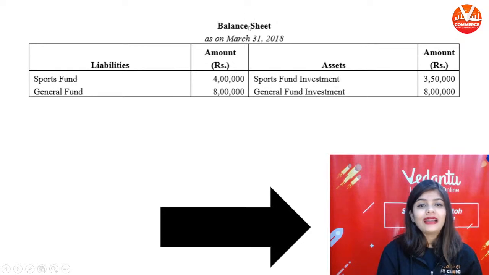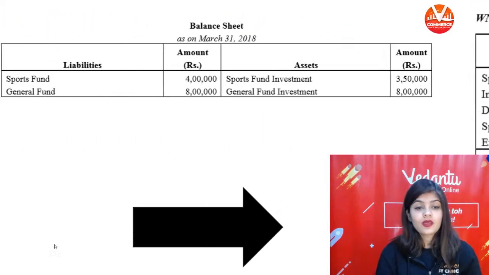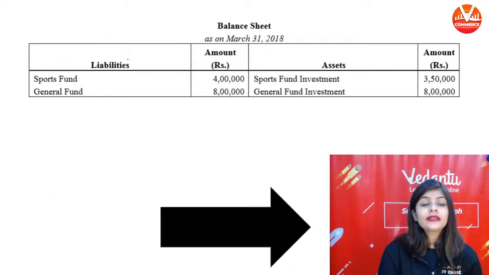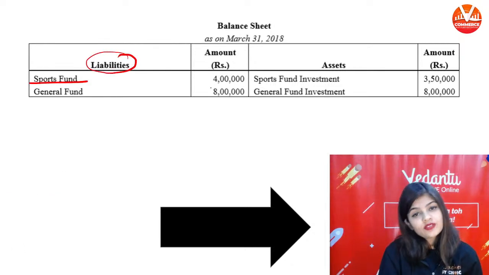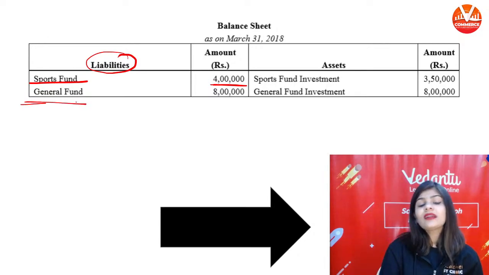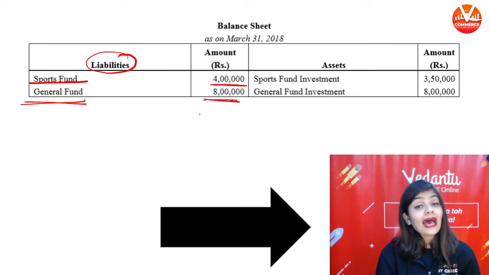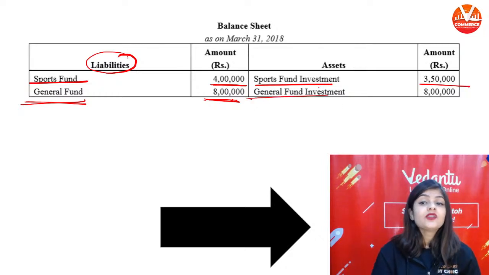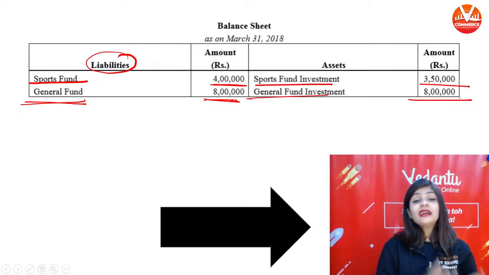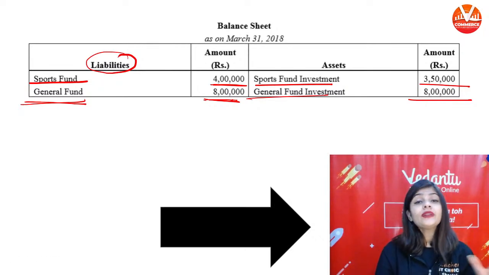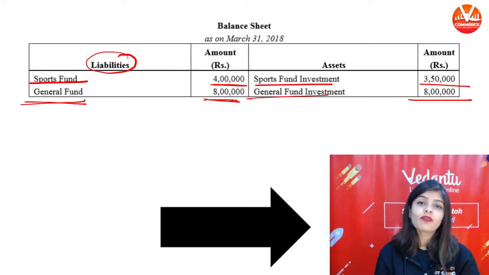So this is your balance sheet. On the liability side, you will record sports fund 4 lakh, general fund 8 lakh. And on the asset side, you will record the investments: sports fund investment 3,50,000, general fund investment 8 lakh. Funds are liabilities, therefore they will be recorded on the liability side of the balance sheet. And investments are assets, so you will record them on the asset side of the balance sheet.